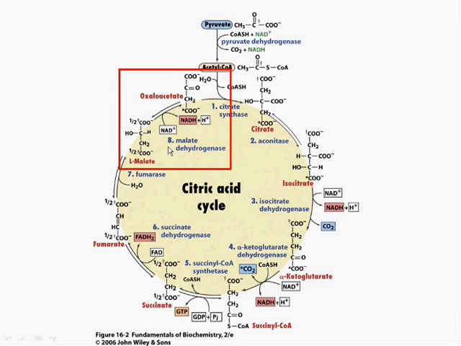Okay, and the last reaction of the TCA is catalyzed by an enzyme called malate dehydrogenase. And this is the reason why you converted fumarate to L-malate, because L-malate has a secondary hydroxyl group. And what can you do to secondary hydroxyl groups? You can oxidize them. So there's still more energy to be found.